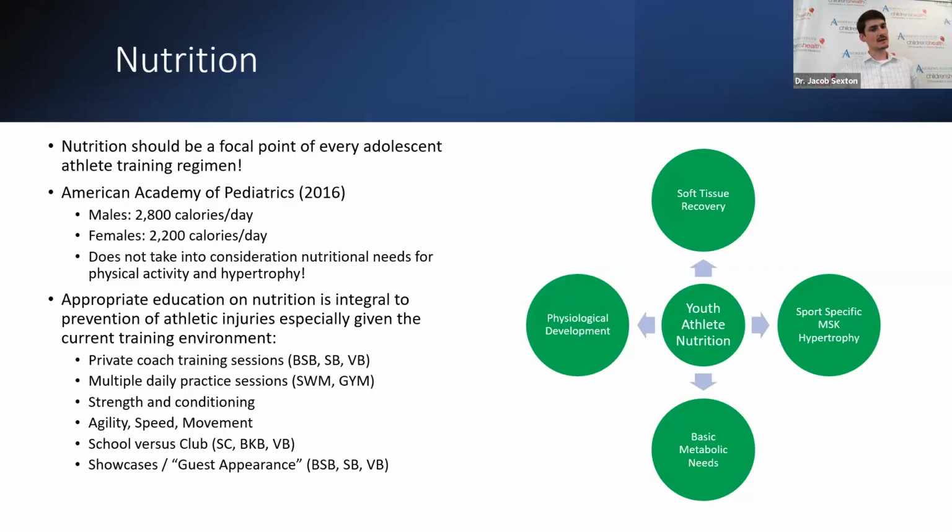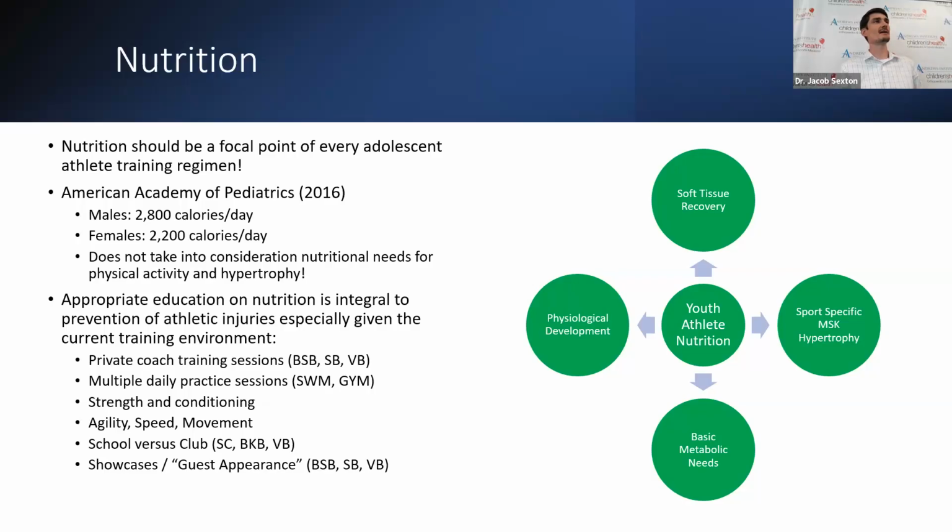So then you have to have the appropriate education, because why is it important? Because we all know our athletes are doing extra stuff nowadays, right? They don't just come and play for high school. They've got the private coach training sessions. They have their pitching coach, their hitting coach, their fielding coach, their glove making coach, whatever. They have multiple daily practice sessions. You usually see this with gym and swim. So they're doing this intense training, three to four hours a day.